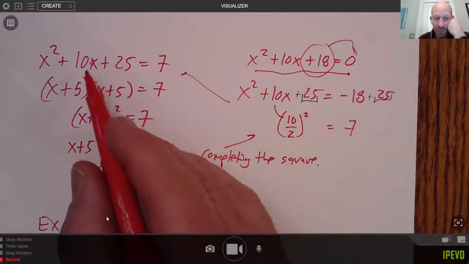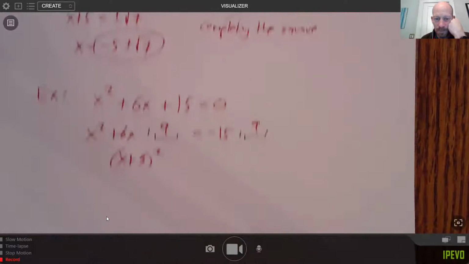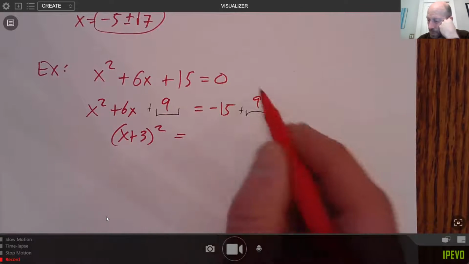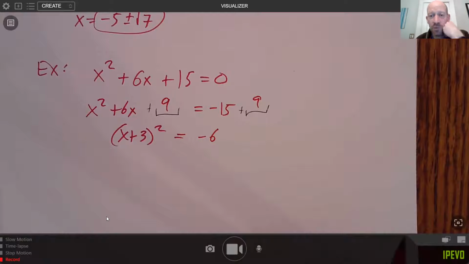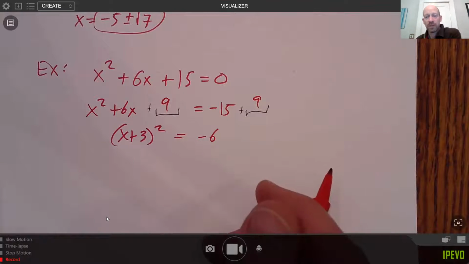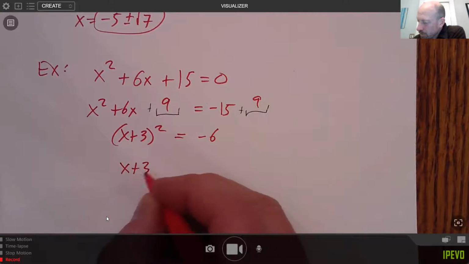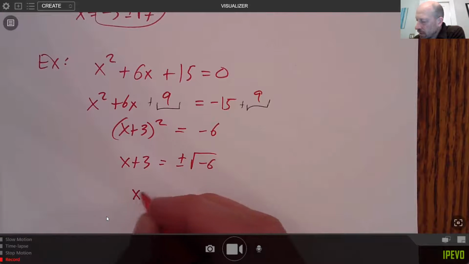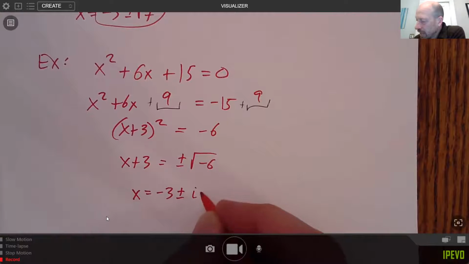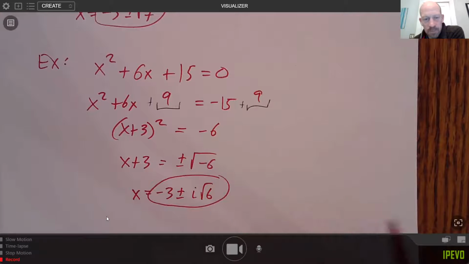Half of 10 is 5, x plus 5. Minus 15 plus 9 is minus 6. It's okay, negative numbers are fine. I know I'm going to get an imaginary solution here, but that's okay. x plus 3 is plus or minus the square root of minus 6, right? That's the square root property. x equals minus 3 plus or minus i square root of 6. Questions about this process?